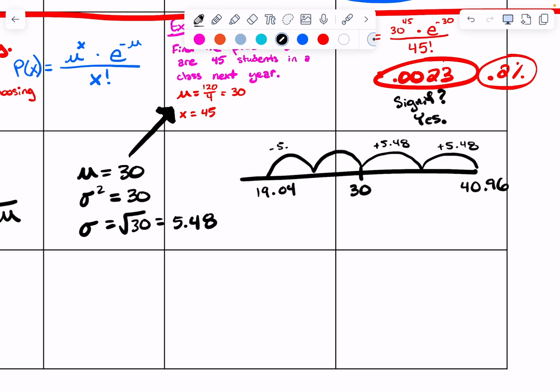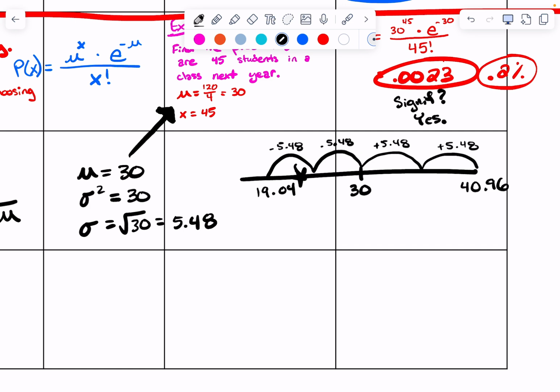Do you know how I got these numbers? You just subtract and add the standard deviation twice. So if I were to ask you, if my average is 30 students per class, and I had 22 students, is that considered rare, like holy cow? No, because 22 lives in here, right? What if I had 41 students?